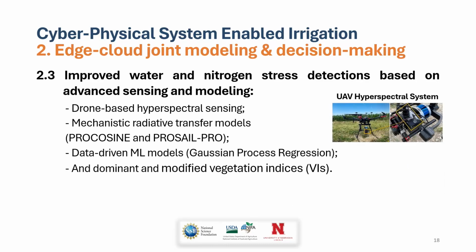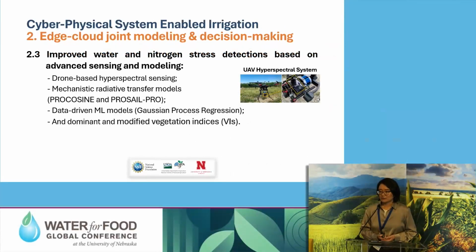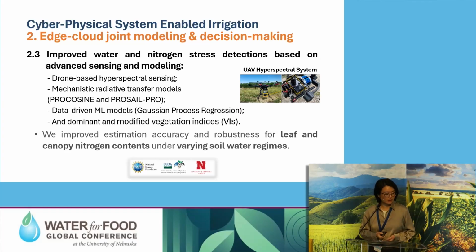And then also under this project, we have been investigating how we can utilize more advanced sensing technologies to improve stress detection, including water stress detection and nitrogen stress detection. We've been focusing on using drone-based hyperspectral technology, with a hybrid approach by combining the mechanistic or process-based model together with the data-driven model.